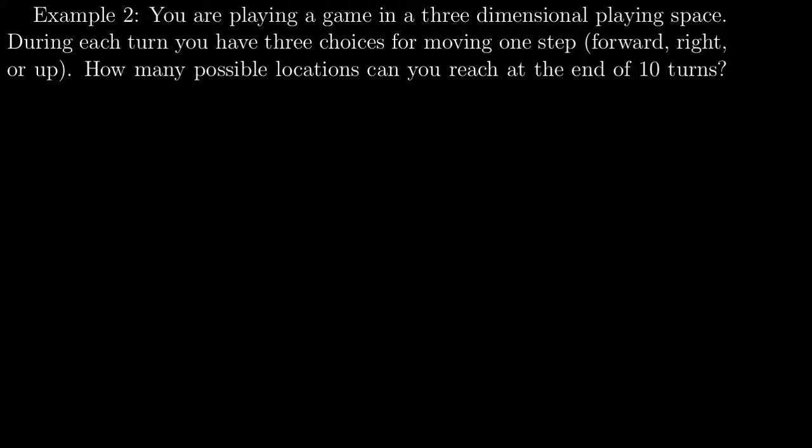Okay. At the end of 10 turns, assuming you have to make a move each turn, there are 66 possibilities, and here's why. If I look at 2 turns, it doesn't matter if I go right then up or up then right; I end up at the same spot. So the locations are determined just by how many times I move forward, how many times I move right, and how many times I move up. Those are the distinct things.